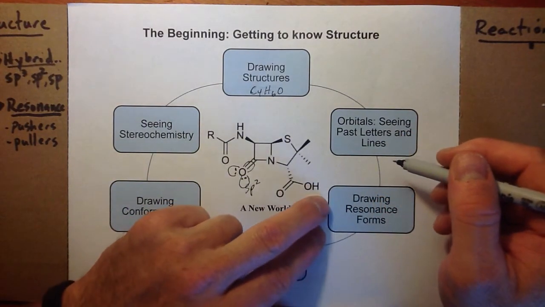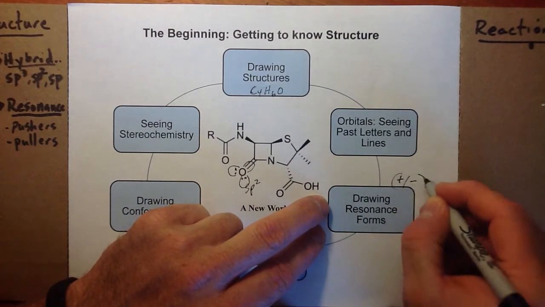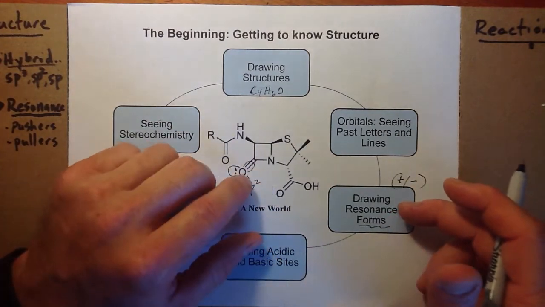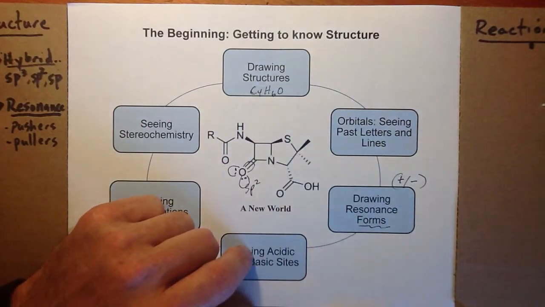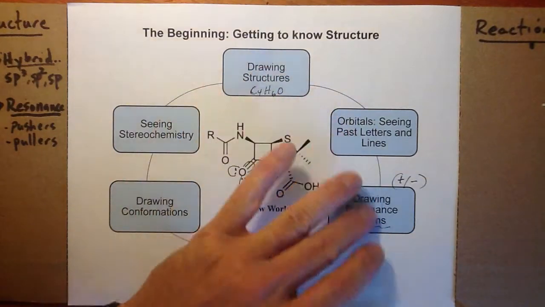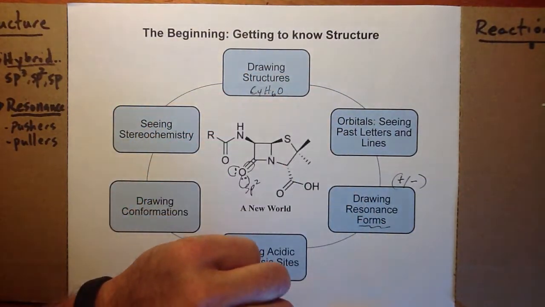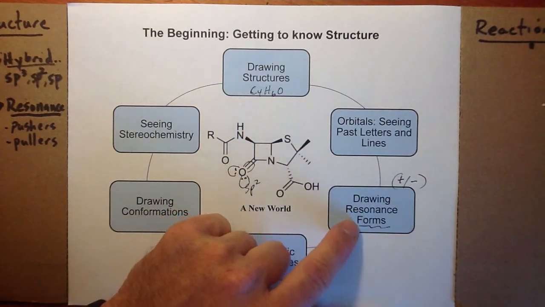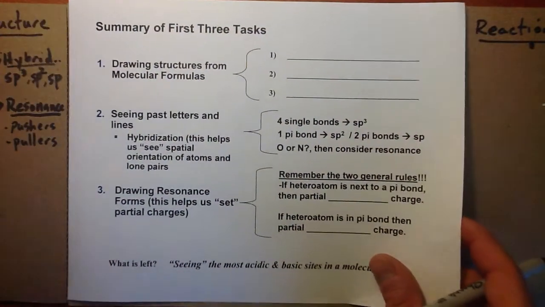Then we had 2 videos on resonance forms, drawing those for cations and anions, but then knowing how to draw resonance forms for neutral structures. And from this point, we're going to pick up with acid-base chemistry. So I want to just do a quick review of the 3 boxes here: drawing structures, orbital hybridization, looking past letters and lines, and resonance forms for neutral structures. Let's review real quickly what those steps are.